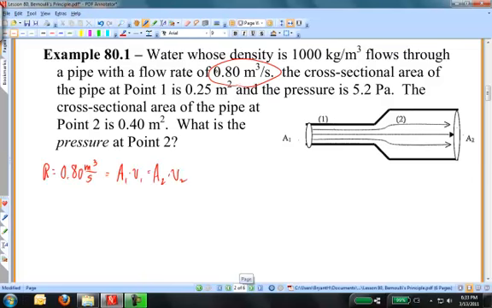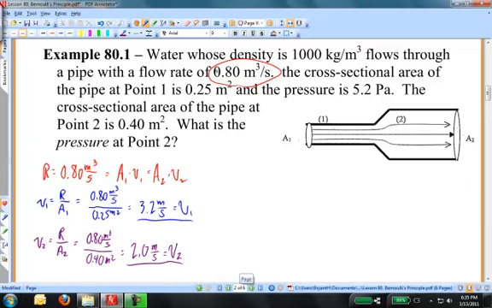Since we know what the cross-sectional area is at each section of the pipe, then we could actually figure out what the speed of the fluid is in each section of the pipe. I find that the fluid moves at a speed of 3.2 meters per second in section 1 of the pipe, and at only 2.0 meters per second in the second section of the pipe. And this makes sense. If the amount of fluid coming in and the amount of fluid going out are the same, then the fluid's going to move faster in the section of the pipe where it is small in diameter, because the same amount of fluid has to pass through each second.